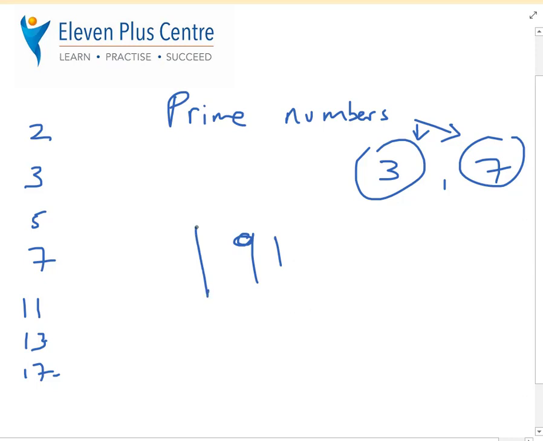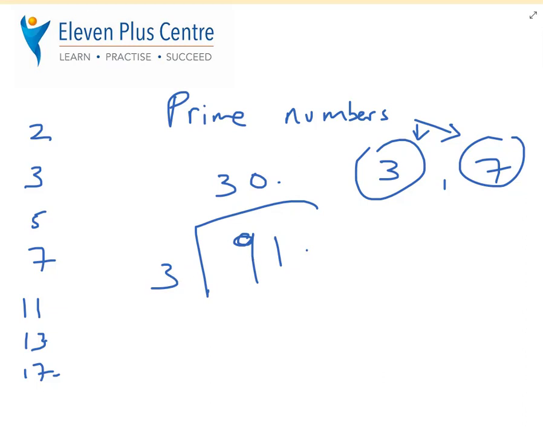We always start with the 3. Let's see if 3 can go into 91. So how many 3s are there in 9? There are 3. And how many 3s go into 1? We can't do that. So we know there's going to be a remainder because we put a dot. When we can't do 1, we put a dot, don't we? So we know there's a remainder, and we know, therefore, that 3 does not go into 91. So it's quite possible that 91 is a prime number.